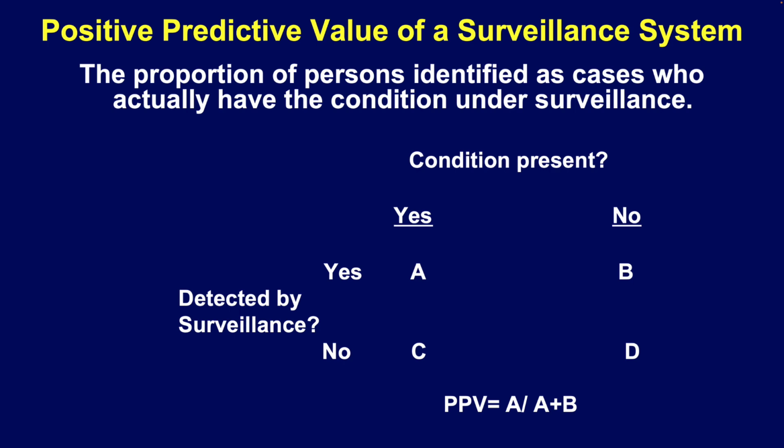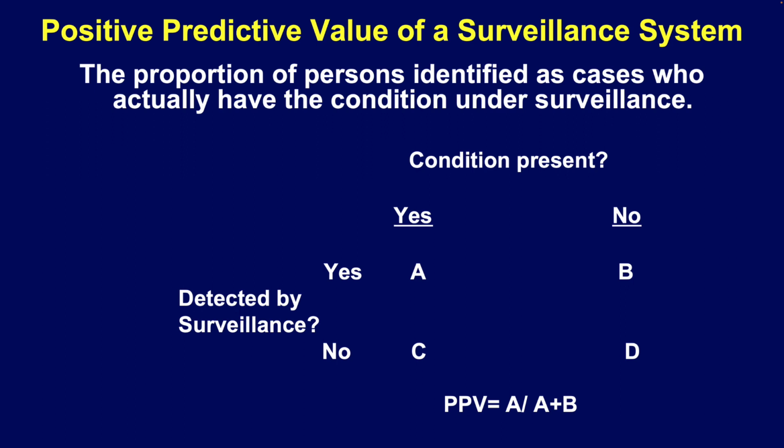Positive predictive value of a surveillance system refers to the proportion of people identified as cases who actually have the condition under surveillance. So if you have 100 cases reported each month, what proportion of those reported cases actually turn out to be true cases of the condition under surveillance? That's the positive predictive value of the surveillance system, calculated using the formula here. And it relates to its efficiency.